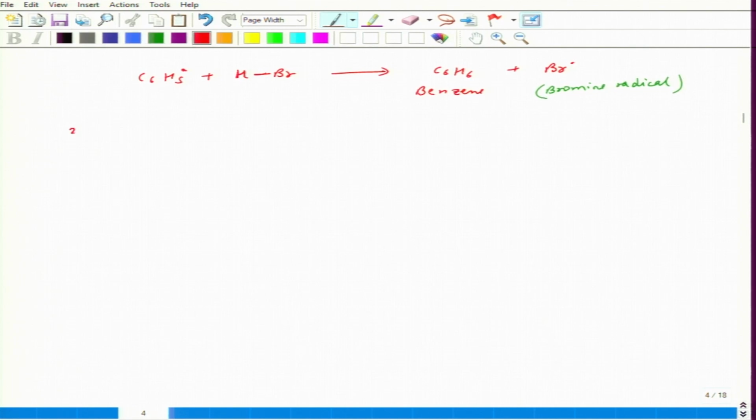Now, step 2, propagation. What does step 2 do? It will react with the alkene; the Br radical will react. Now, again this can lead to 2 different steps possible.